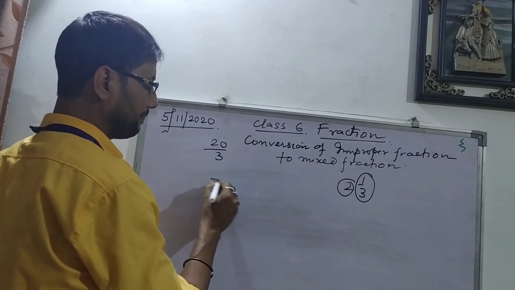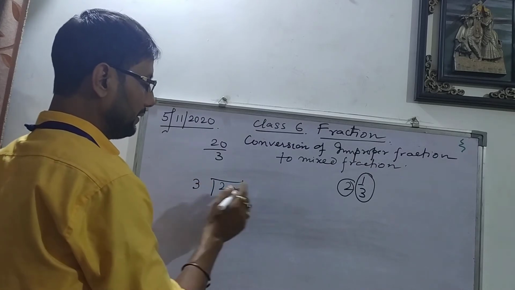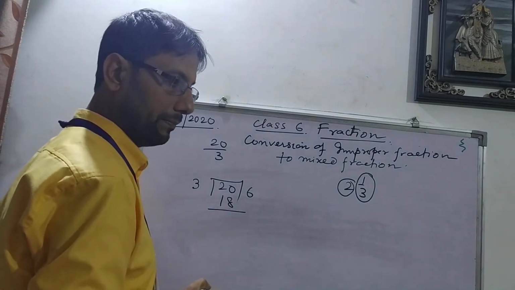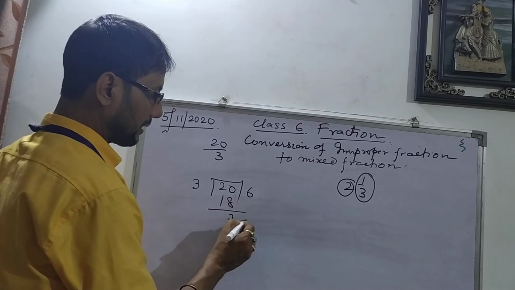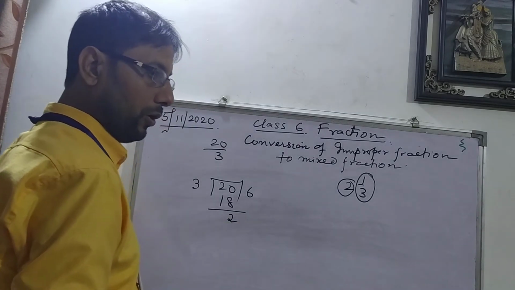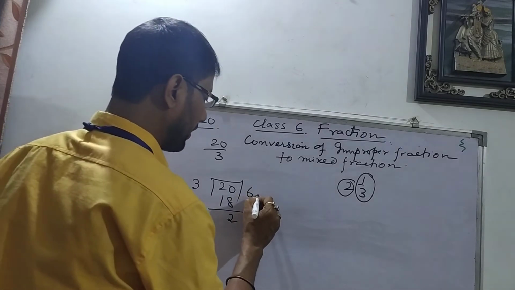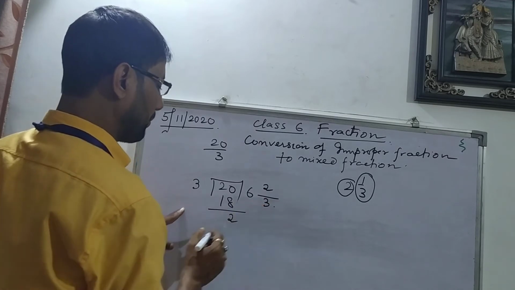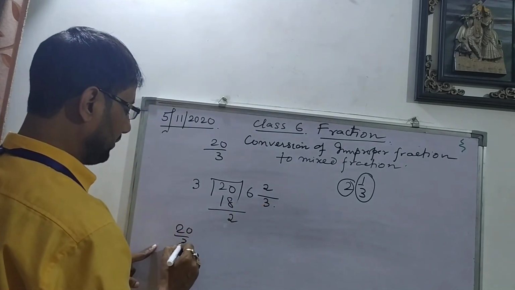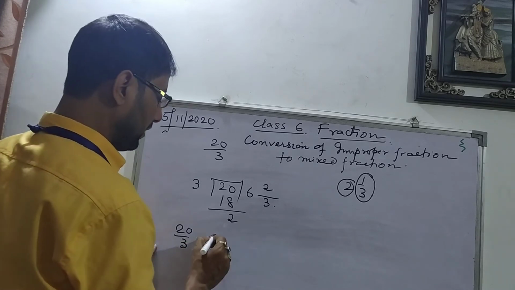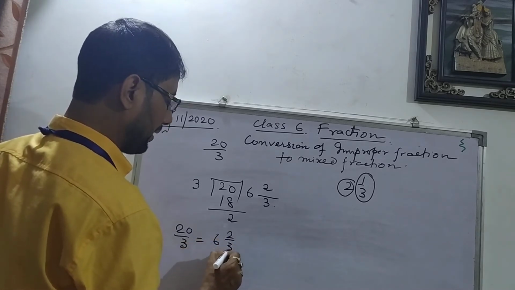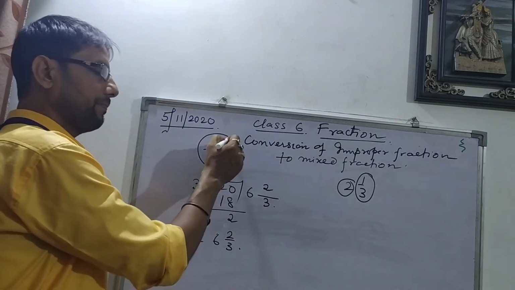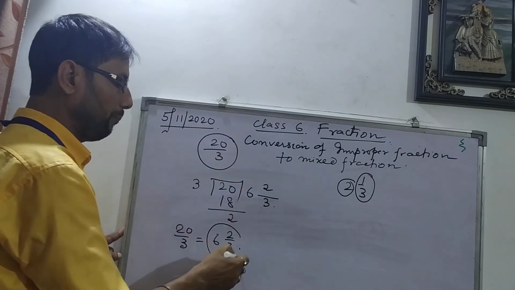So now how will I convert 20 by 3? 20 divided by 3. 3 6s are 18. Then subtract, minus, 2. So now what will I do? I'll put one dash. This 2 will become the numerator and this 3 will become the denominator. That means your answer is 20 by 3 is equal to, what can I write? 6 2 by 3. So this is the improper fraction; I have converted it into a mixed fraction.